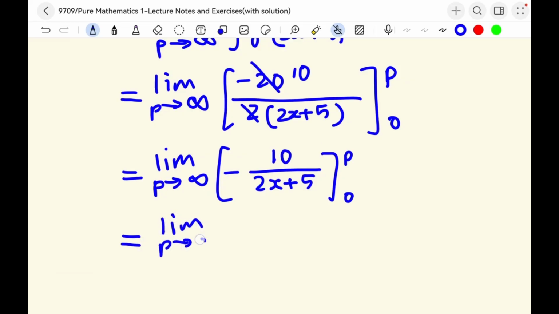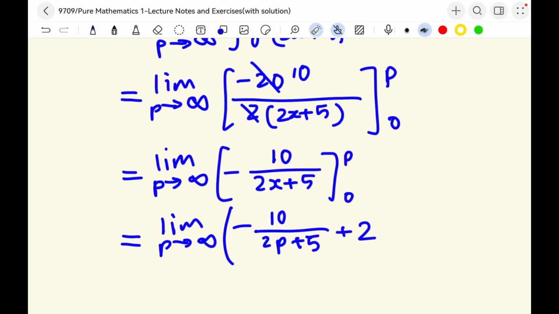Now substitute the limits given. After both limits have been substituted inside the expression, you will get something like this. So why is it 2? Because 2 times 0 is 0, 10 over 5 is -2, but following it is a lower limit, so negative gives positive.